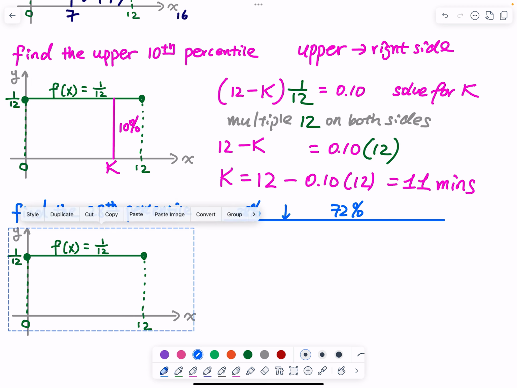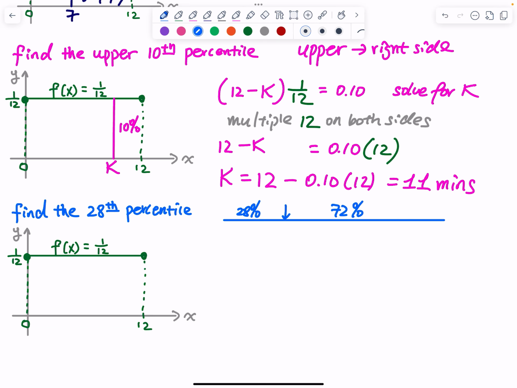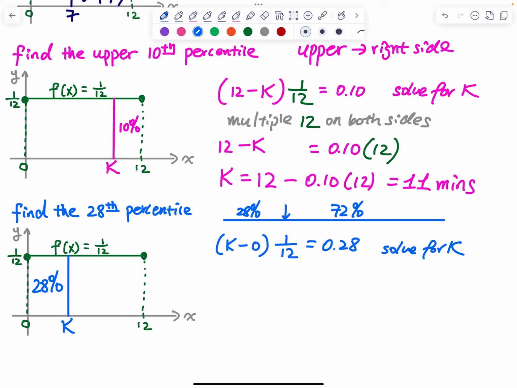And then I will just paste the picture one more time, and this time let's move this up. I will just cut 28% right here. So this is 28%, and I am looking for this k. So in this problem, I have k minus 0 times the PDF equals 0.28, and then you need to solve for k. Multiply the 12 to the other side. K minus 0 equals 0.28 times 12, that is 3.36. K equals 3.36 minutes.